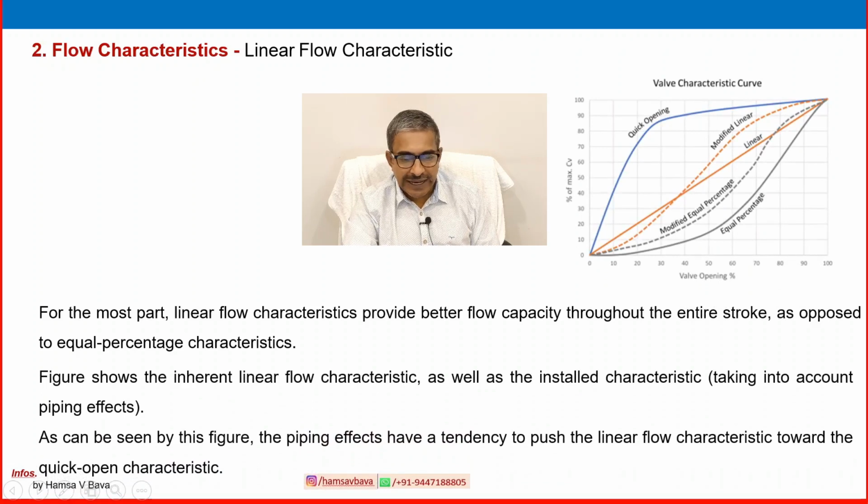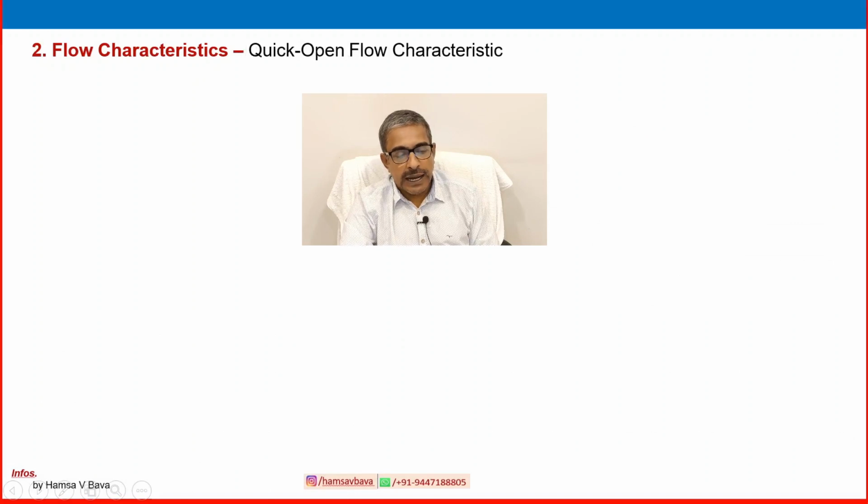The figure shows the inherent linear flow characteristic. This is the inherent one, but the installed characteristic takes into account the piping effect. As we can see from this figure, the piping effect has a tendency to push the linear flow characteristic toward quick open. So linear flow is also modified; it will move to quick open. In the previous case, equal percentage moves toward linear in the practical, installed case. For linear, in the installed case it moves toward quick opening. These are the flow characteristics.